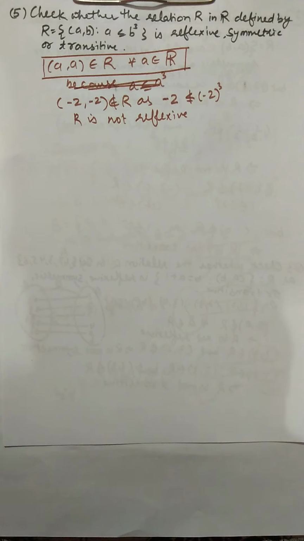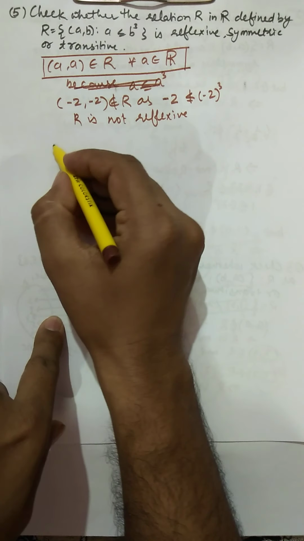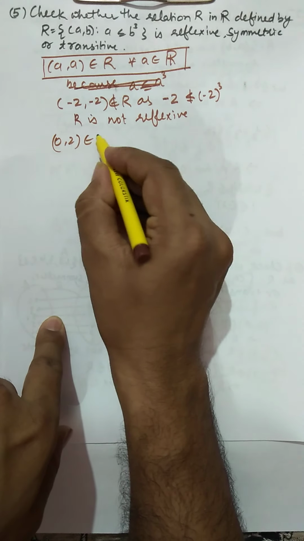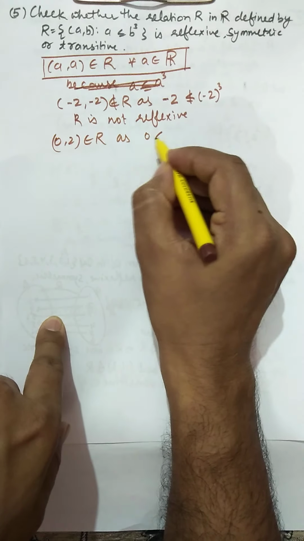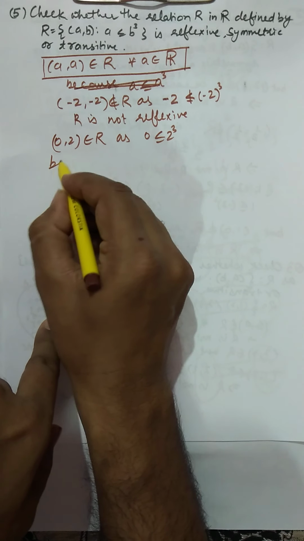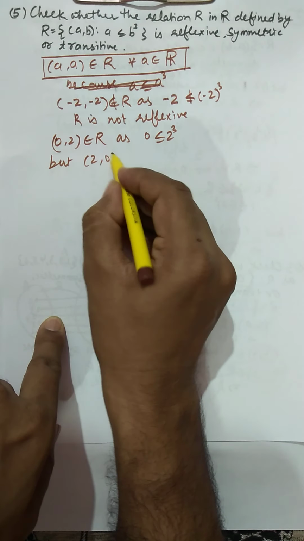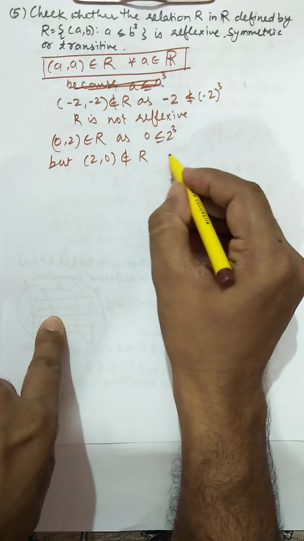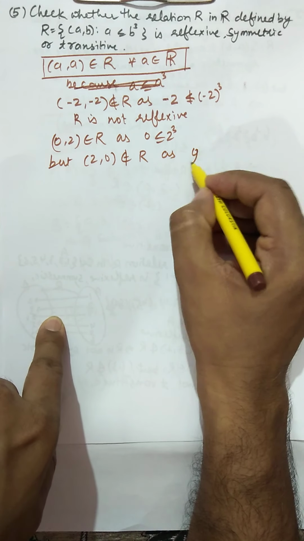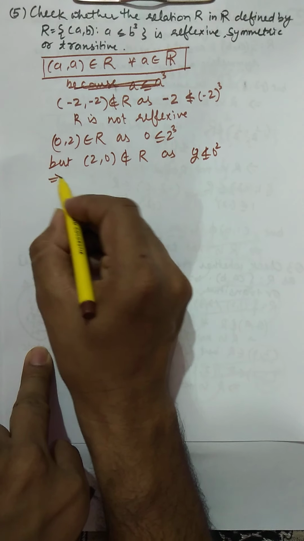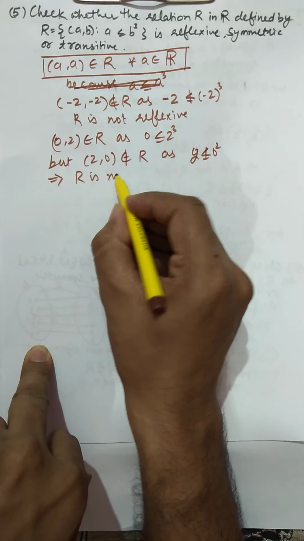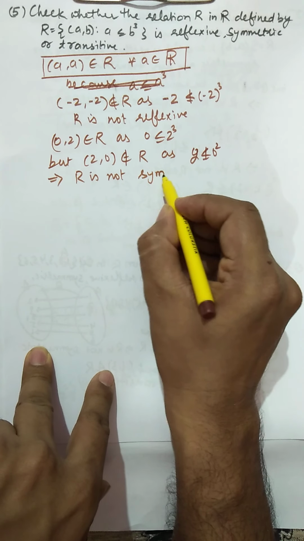So we can take the example that (0,2) belongs to R as 0 is less than or equal to 2 cube, but (2,0) does not belong to R as 2 is not less than or equal to 0 cube. So we can say that R is not symmetric.